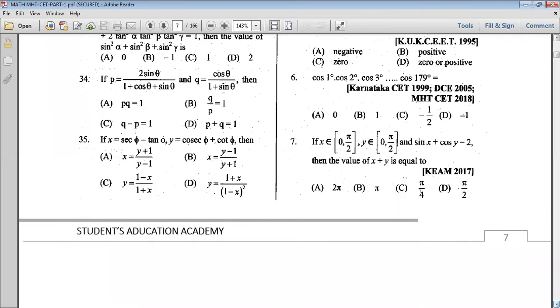Once observe this. X is equal to secant pi minus tan pi, X is equal to secant pi minus tan pi into cosecant pi plus cot pi. Then which of the following options are correct? Means all the options are given in terms of pi. So which of the following options are correct?